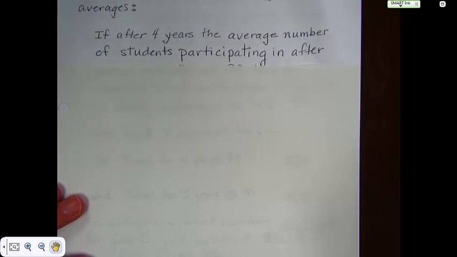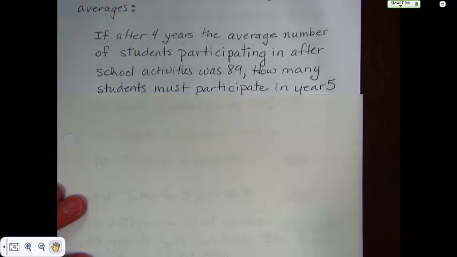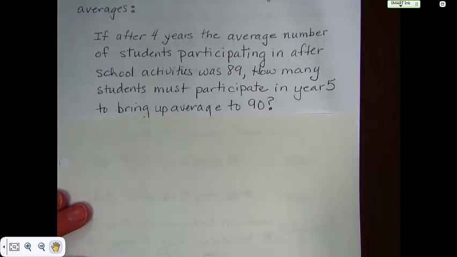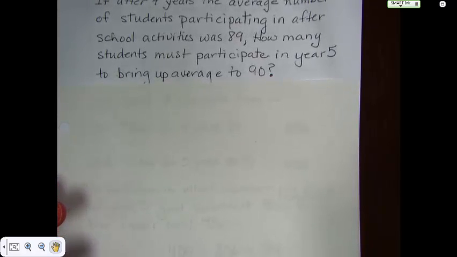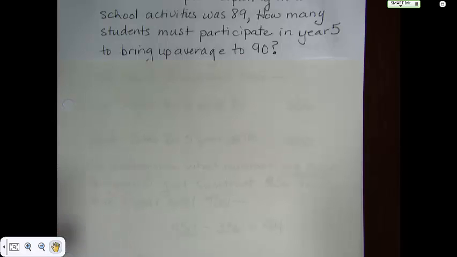Okay, so here's another idea for using a missing number, or the idea of averages. If after 4 years the average number of students participating in activities was 89, how many students must participate in year 5 to bring the average up to 90? Now, I'm going to tell you right now, there's a lot of questions like this in homework that you have to do. So it's kind of a multi-step thing.